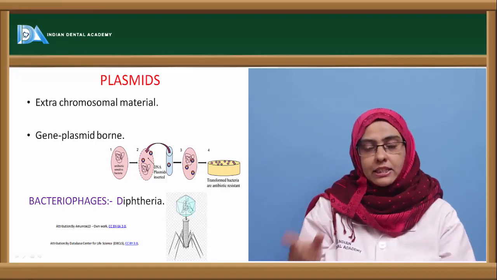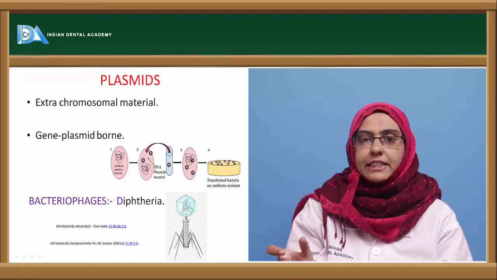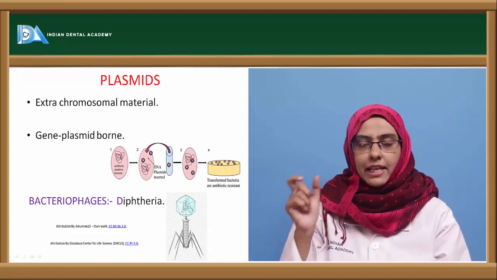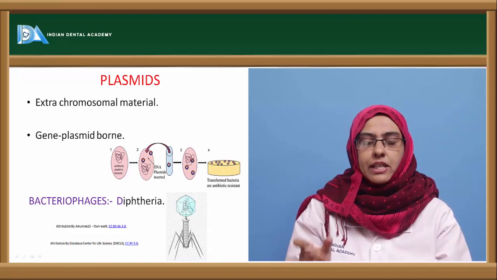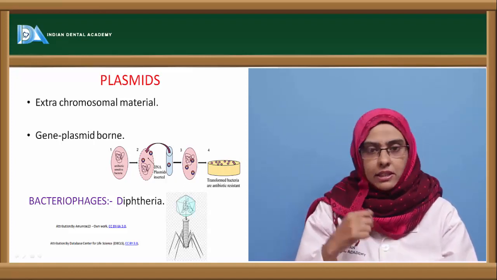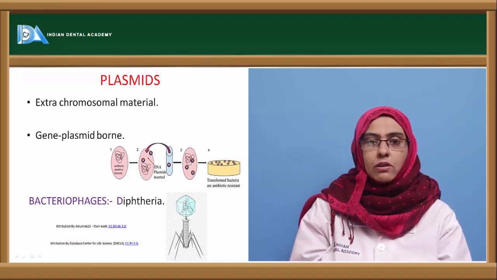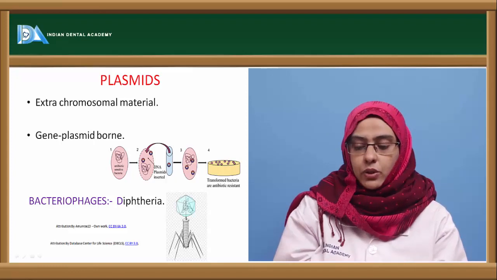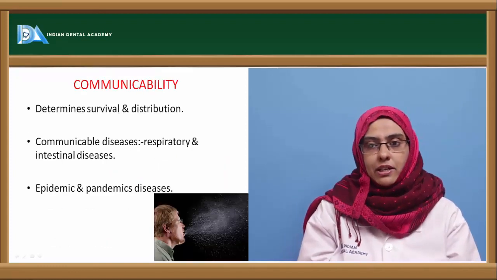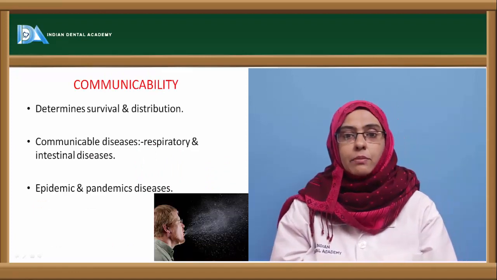Now it is this viral nucleic acid that contains the tox plus gene. The bacteria which is lysogenized with this bacteriophage having the tox plus gene will have the ability to produce the toxins, and this can cause infection in the human body. So this is how the bacteriophage can also act as a virulence factor to enhance the virulence in a particular organism. Now the next important concept that we will be discussing here is communicability.